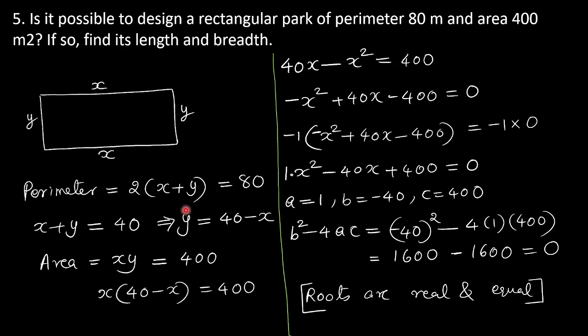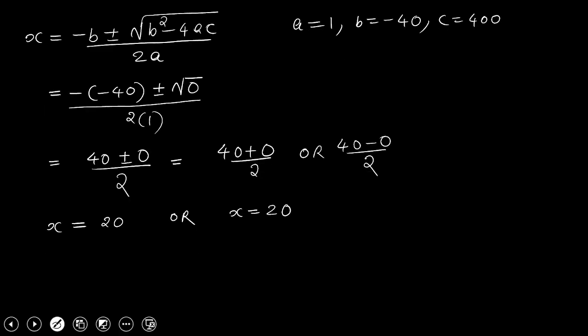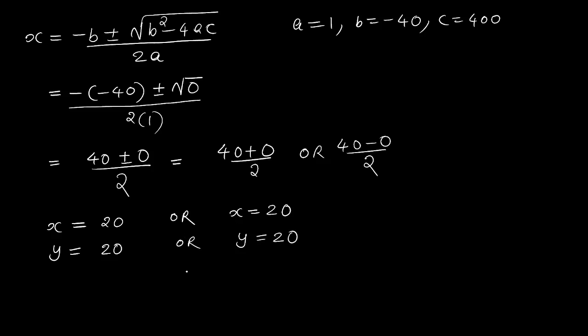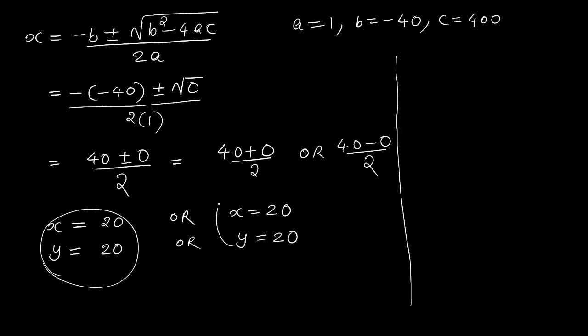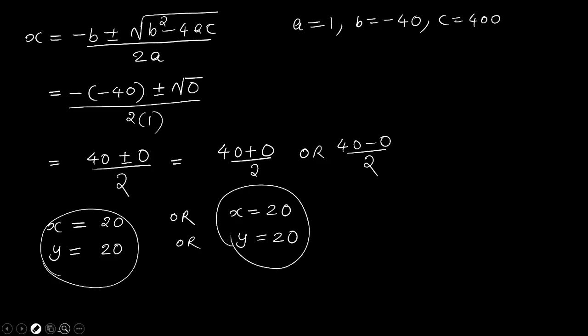If x equal to 20, what is y? Y equal to 40 minus 20, which is 20. The other one is simply a repetition. This one and this one, they are identical. So when you write the conclusion, you need not use 'or'. The 'or' is not required. So the conclusion I am going to write.